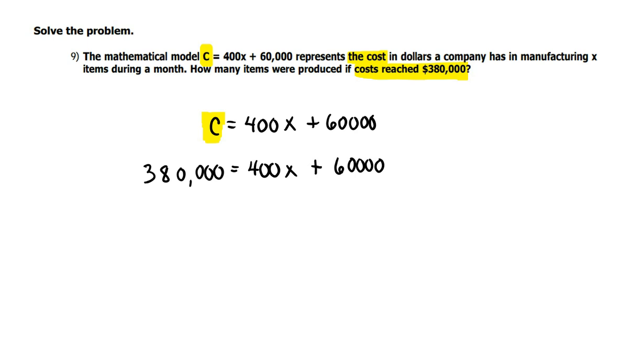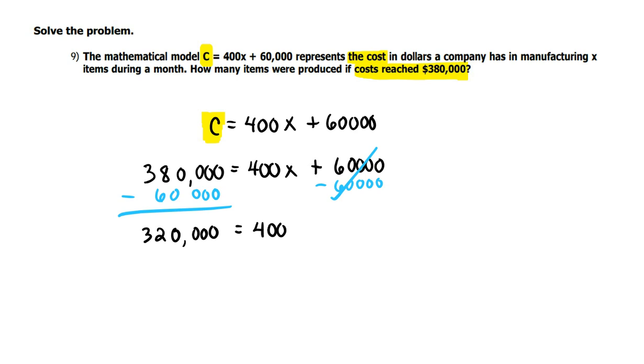So graphing, I don't think it's the easiest way to do this, because to solve for x, I only have 2 steps. All I have to do is subtract 60,000 from both sides, cancels out there, and of course 380,000 minus 60,000 is 320,000 equals the 400x, and then to solve for x, divide by 400. And so when you do that, you end up with 800.